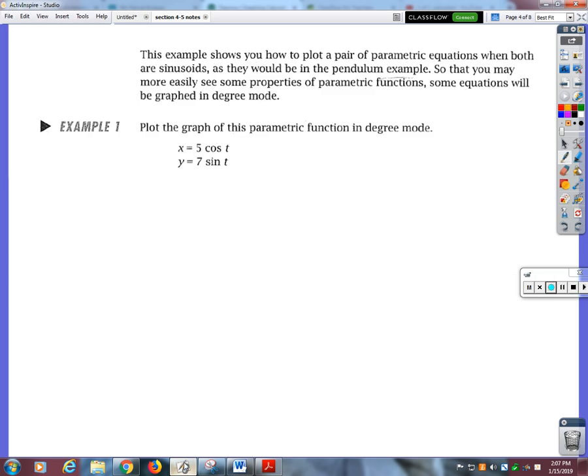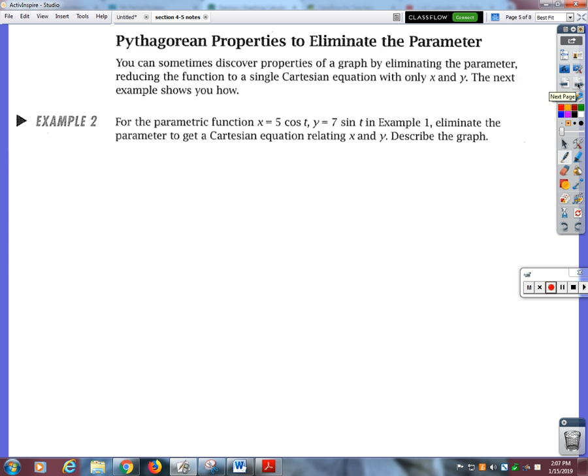All right, so at least for the sine and the cosine, we can use our trig relations to figure out why this comes out to be the way it is. So if I want to take x equals 5 cosine t and y equals 7 sine t, and change that into something that only has x's and y's, which is a Cartesian equation relating x and y, here's how I do it.